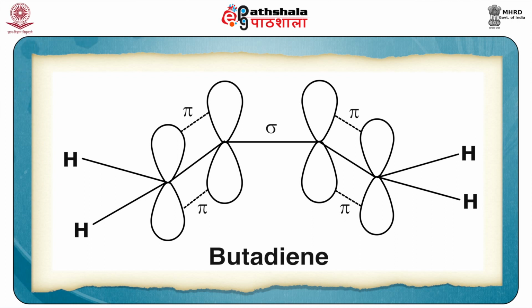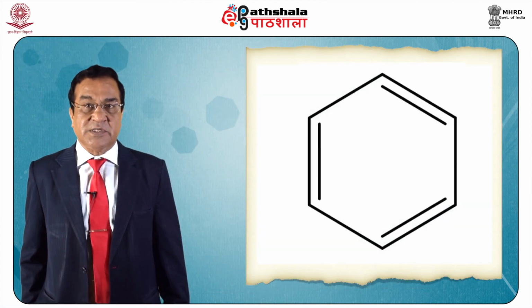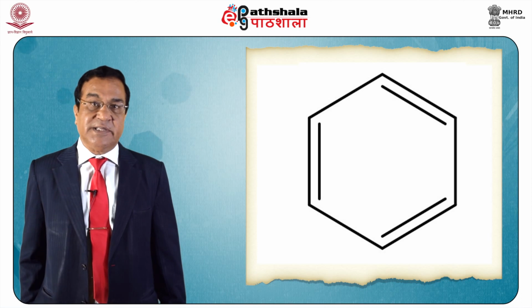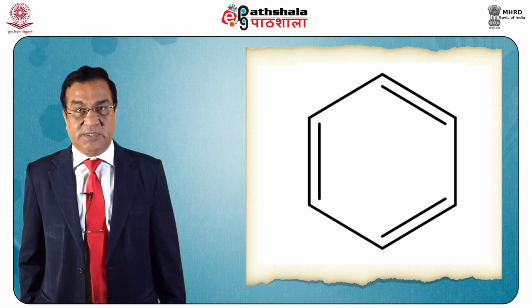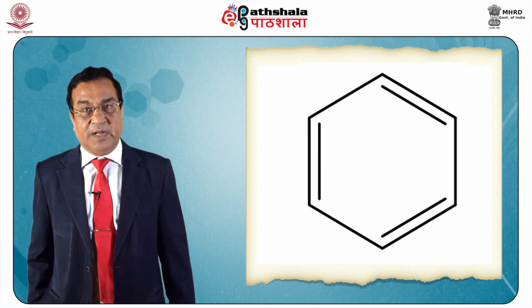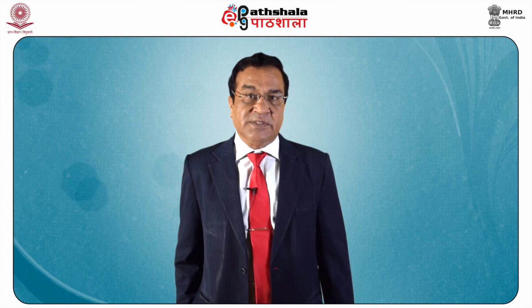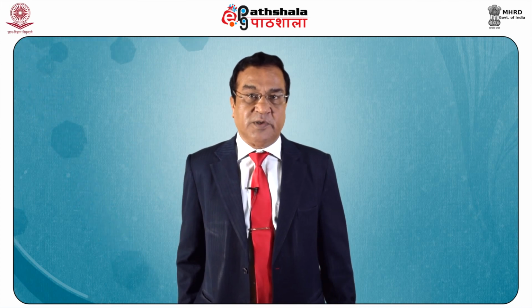Extending the same thing, we can say, and you know it very well, that in benzene also there are 6 pi electrons and there is a pi electron cloud at right angles, or perpendicular, to the plane of the molecule. So now the question comes, what makes these organic conjugated molecules so special?